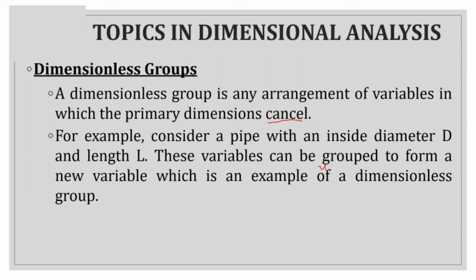Specifically, if we make a ratio of the inside diameter over the length, that would really cancel out. Say the unit for the inside diameter is in mm, then the length is also in mm, so the units will cancel out. Therefore, this will be considered a dimensionless group.